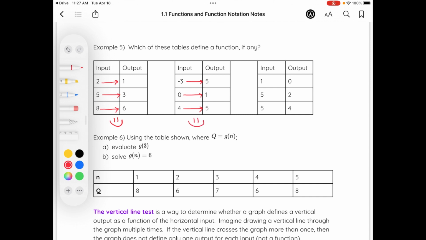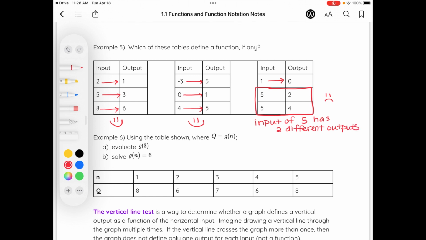However, this last example: 1 goes to 0, 5 goes to 2, and yet 5 also goes to 4. So this is not a function because the input of 5 has 2 different outputs. They're not unique.